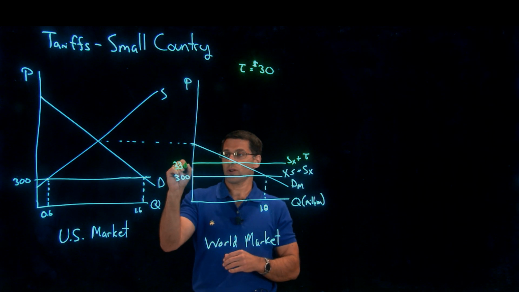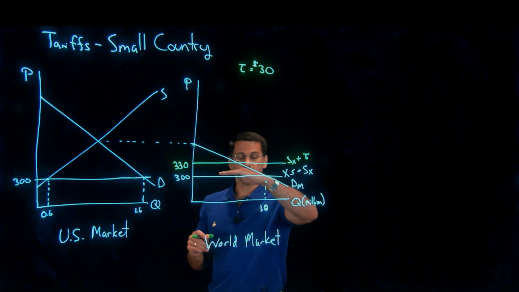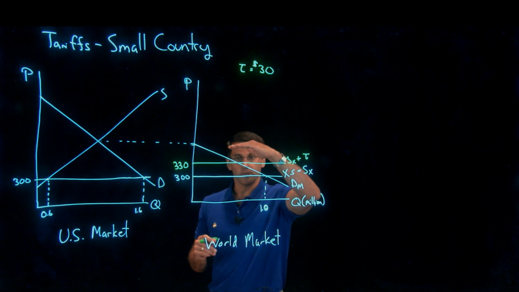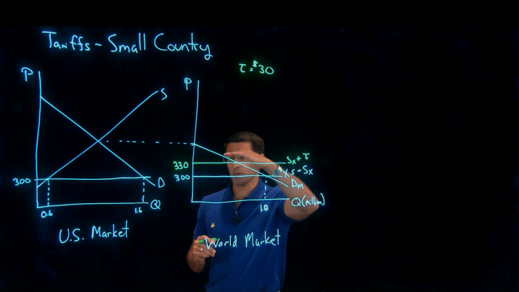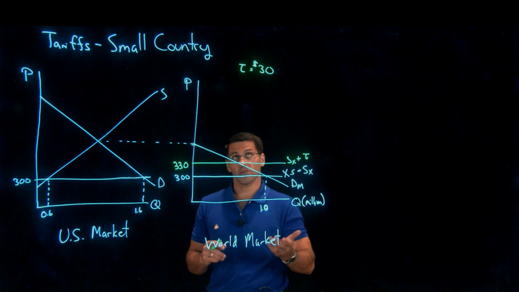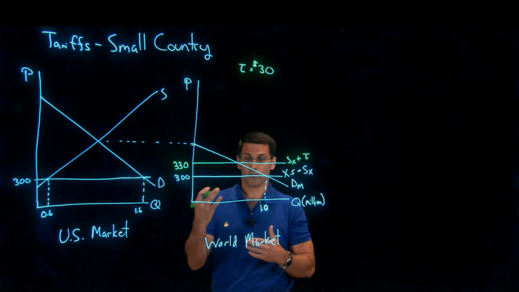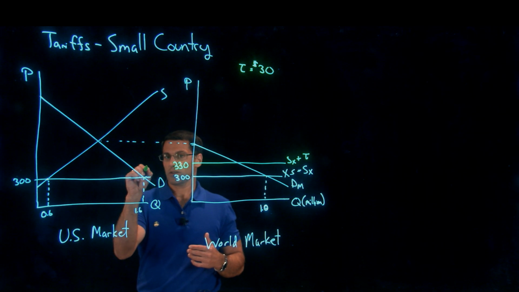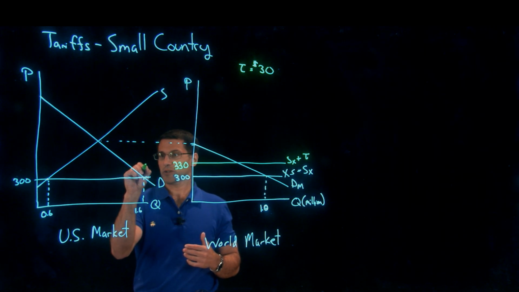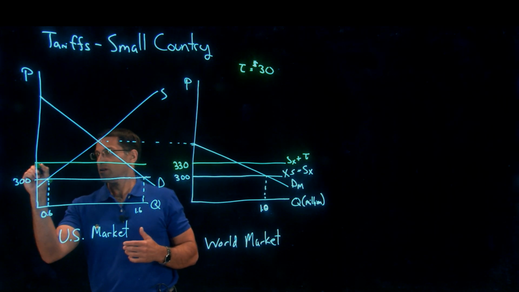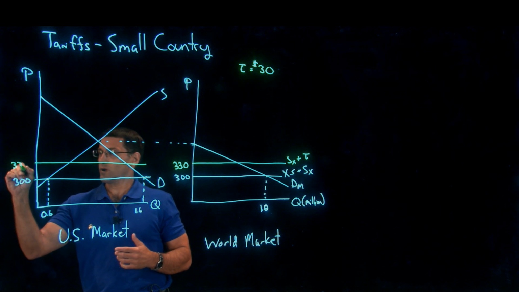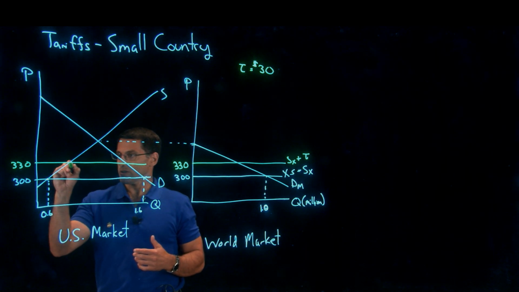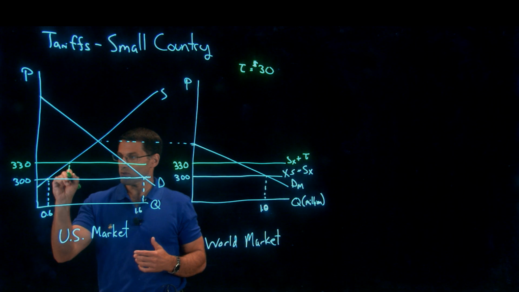So with that $30 tariff, what we see is, as the supply curve shifts up, the price fully adjusts upward by the amount of the tariff. A $30 tariff results in a $30 increase in the price. So now we take this new price and bring this over back here into the US market, and we take a look right now at these new prices. What do we have?